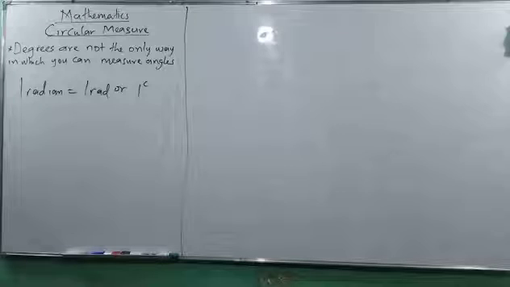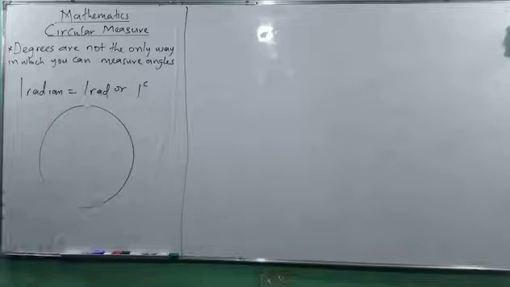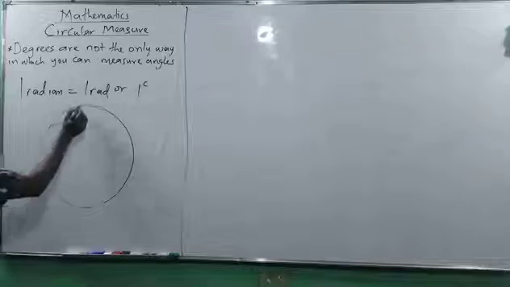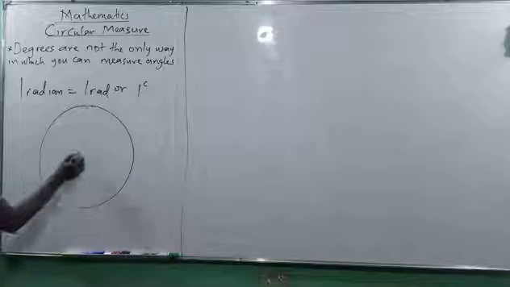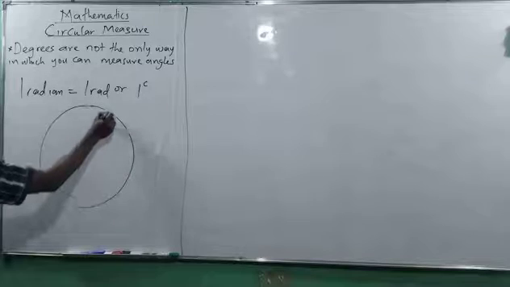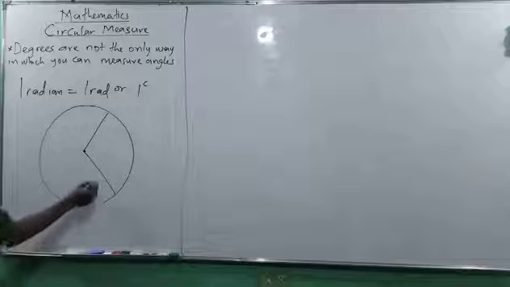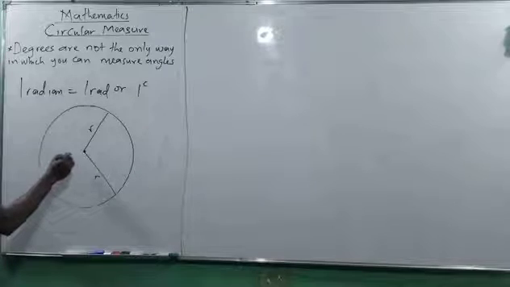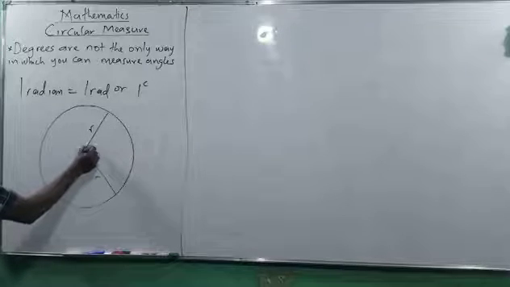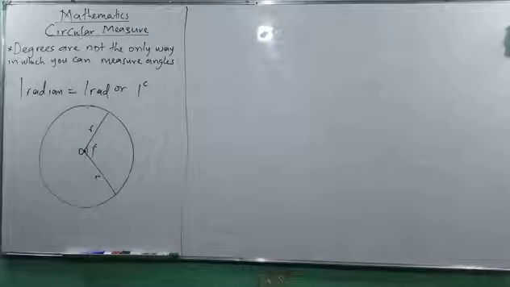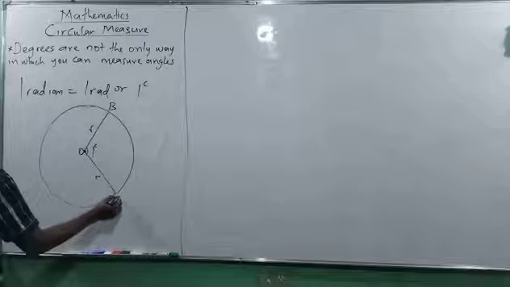Let me quickly make a model. This is a circle, a very good circle. This is a vertex, and this is an arm. Normally, this is R, which we call radius. This is O, which is vertex O. Now, this part we call one rad. Can you see one rad? If I name this place B and this place E.